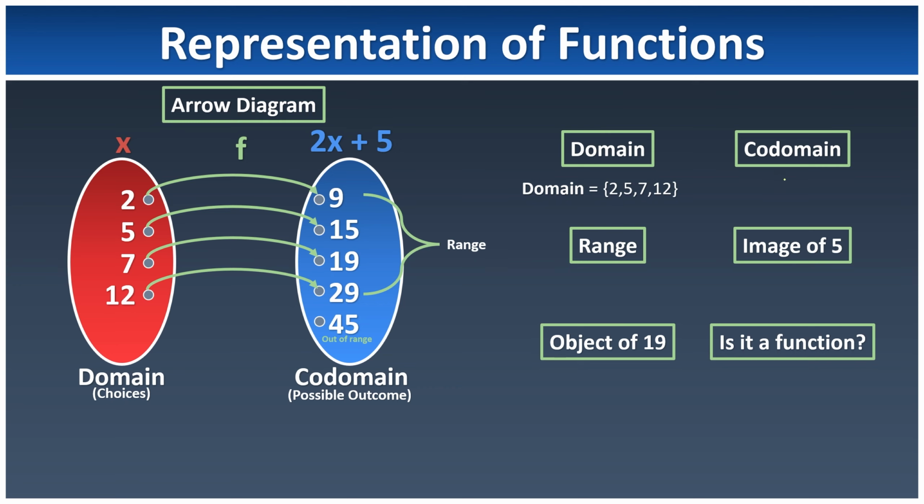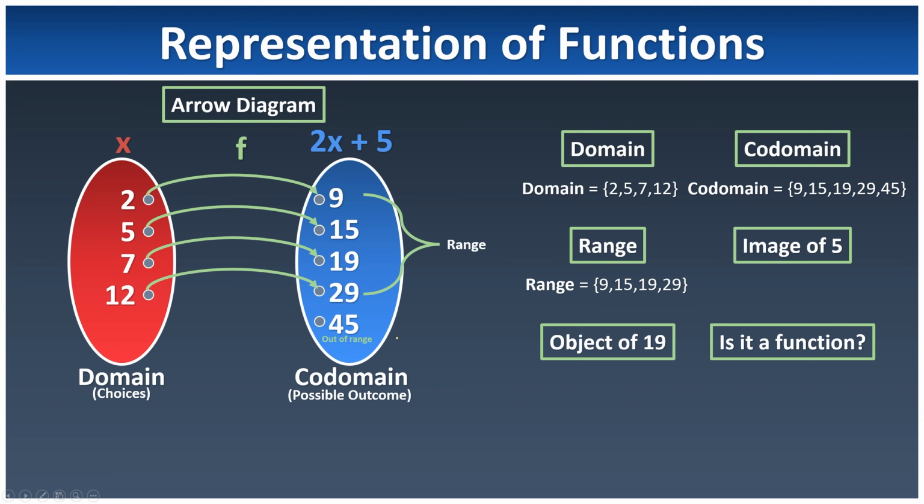The same goes for the codomain. Codomain is whatever the possible outcomes are, regardless of whether we eventually have an object going to the number or not. So we have 9, 15, 19, 29, and 45. Most of the time, students will leave out the 45. Remember, codomain is all of the possible results, so we include whatever is inside the list. And range is whatever has a partner, which means we have 9, 15, 19, and 29, and 45 is out of range.